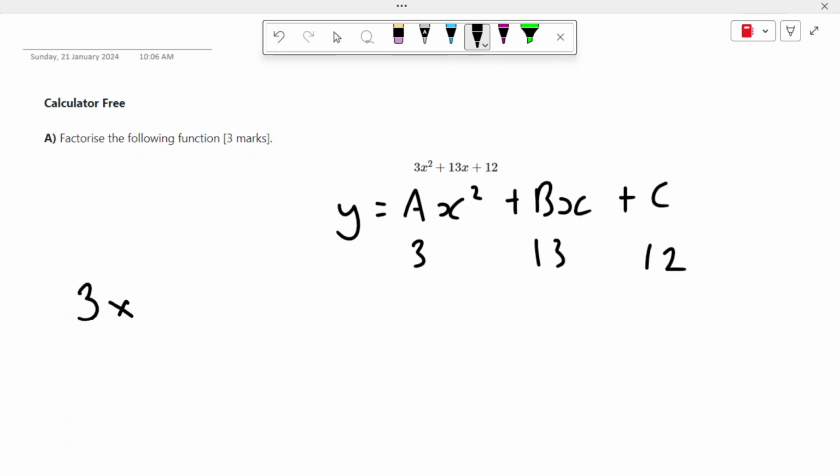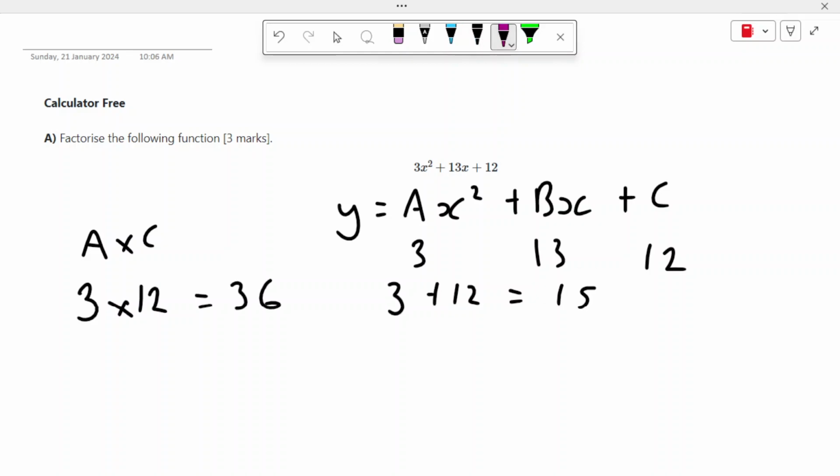3 times 12 equals 36. So what that's saying is that's A times C. Now we need to find the factors of this thing that add to B. So factors might include 3 times 12, right? So what's 3 plus 12? We've got 15. It's not quite 13, is it? This is our target number here, 13. That's not the one.